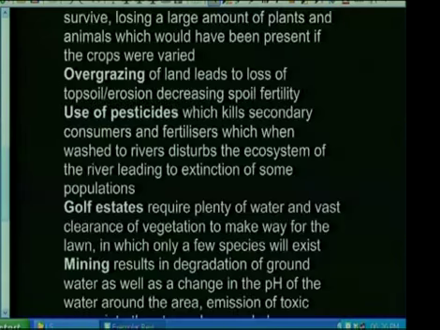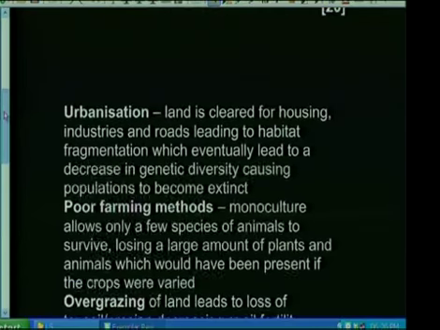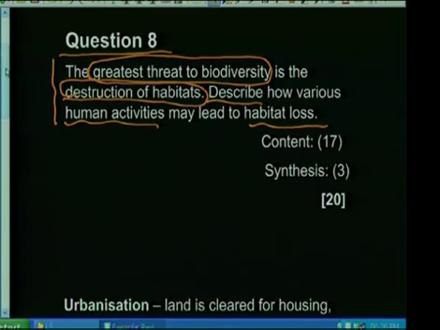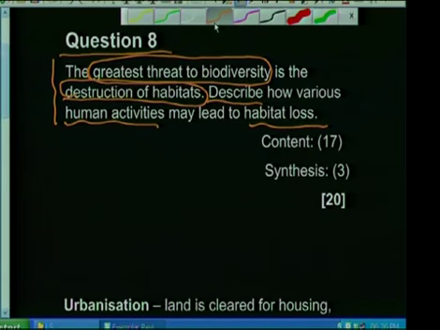What is the instruction? You must describe something. Why? Because describe is the verb in this particular question, the doing word. What must you do for this? Let's see. So we must answer that now. Let's break this whole essay up. The question is how human activity leads to habitat loss.